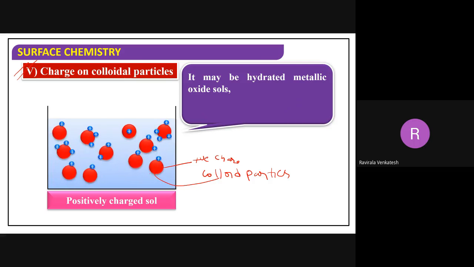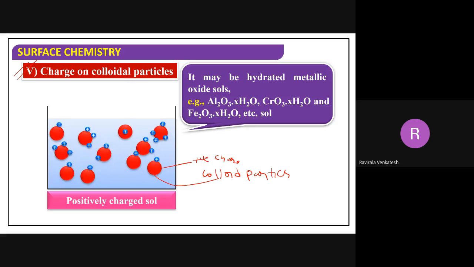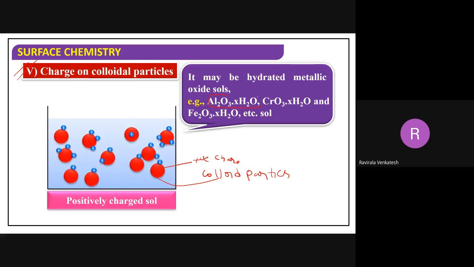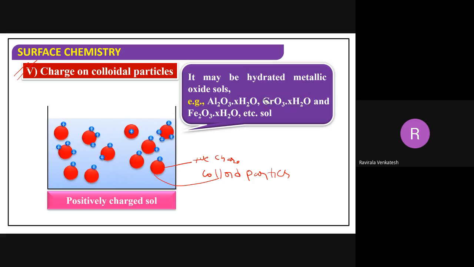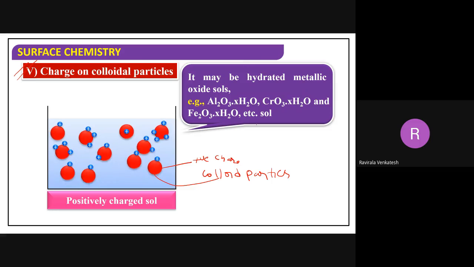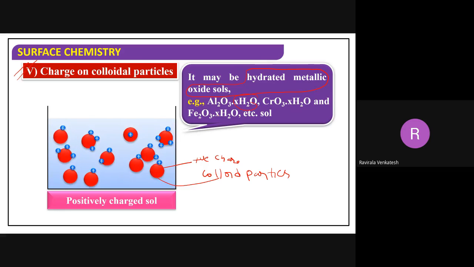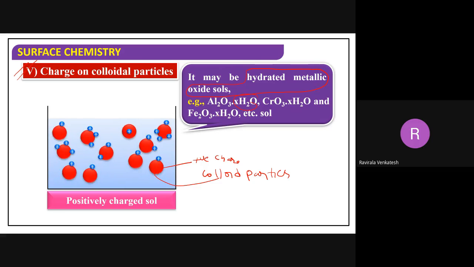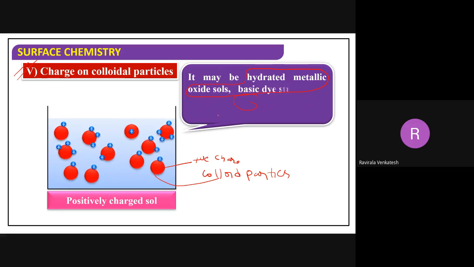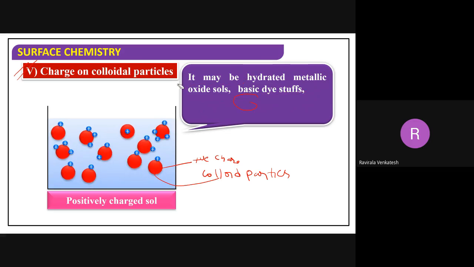Now, it may be hydrated metal oxides also. Take some examples like Al2O3·xH2O. They may be positive colloids, such as hydrated aluminum oxide, hydrated chromium oxide, and hydrated iron oxide. That means metal oxide hydrates. So which examples can we take for positive colloids? Hydrated metal oxides are the best examples for positive colloids. Very, very important. In examination, you can get this type of question: which of the following are positive colloids?